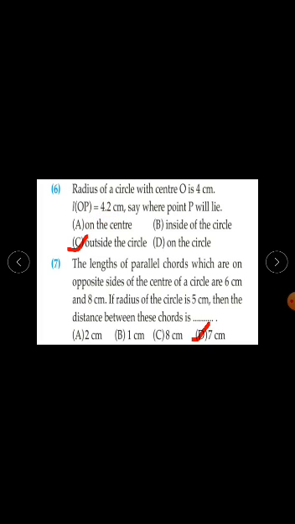It is more than length of radius. So where point P will lie? So point P will lie outside the circle. So C option is correct, that is outside the circle.